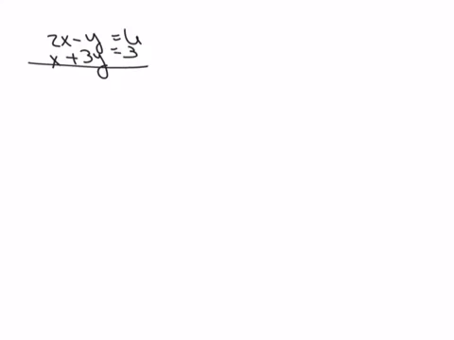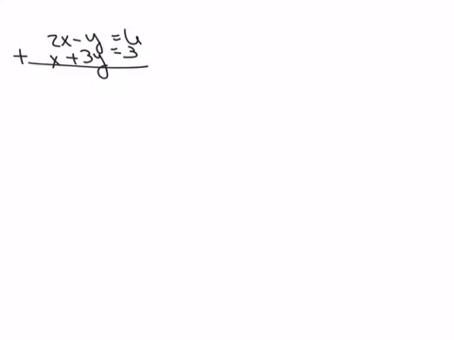All right, so again, if we add these, notice what happens. 2x plus x is 3x. That doesn't go away. Negative y plus 3y is 2y. That doesn't go away. So if we just add these two, because they're not the same number in front of the x's, nor are they the same number in front of the y's, we can't eliminate the x or the y as they are. So we have to find another method.